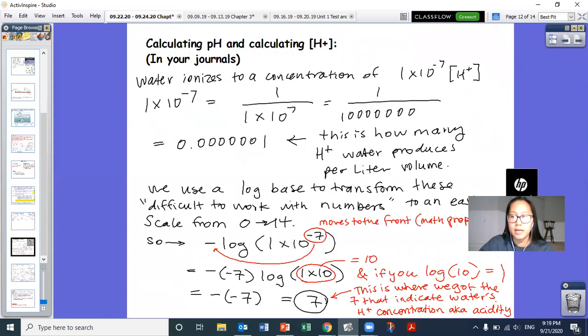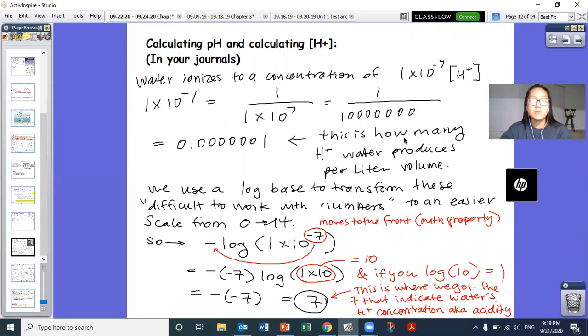So here is how you calculate pH. It's kind of interesting because, like I said before, we're working on a log scale, which means those numbers from 0 all the way to 14 are actually exponents. So again, water ionizes to a concentration of 1 times 10 to the negative 7. And that means this 7 is the number 7 that we see on the pH scale.